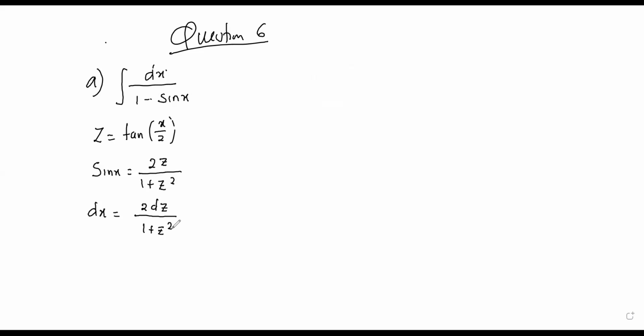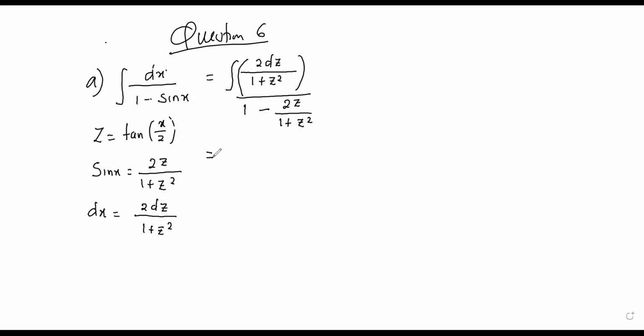So now we go back and do the substitution. We have the integral of dx, which is 2 dz over 1 plus z squared. So this is a tan substitution. We are dividing this by 1 minus sin x, and sin x is 2z over 1 plus z squared. This is the magic substitution. It's nice.